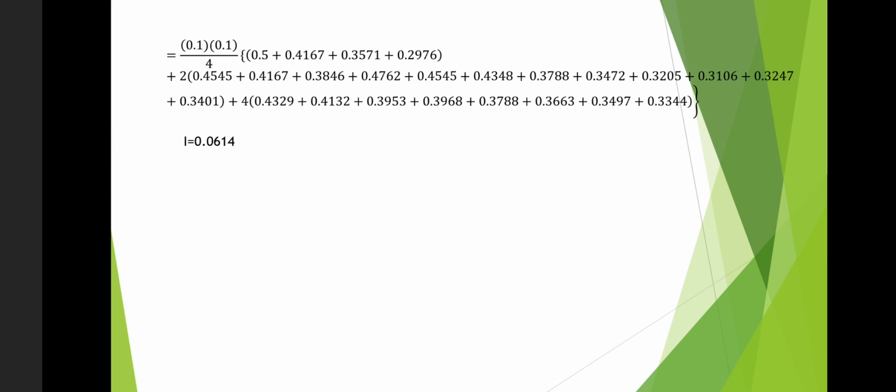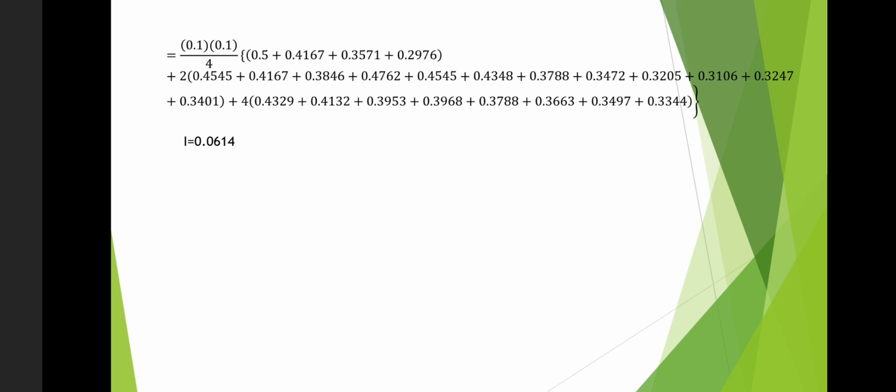Now let us substitute all the function values into the double integral trapezoidal rule formula to obtain the approximate value of the integral. We already know that h is equal to 0.1 and k is equal to 0.1. Therefore, the multiplication factor hk by 4 equals 0.1 into 0.1 by 4. Next we classify the function values into three groups.